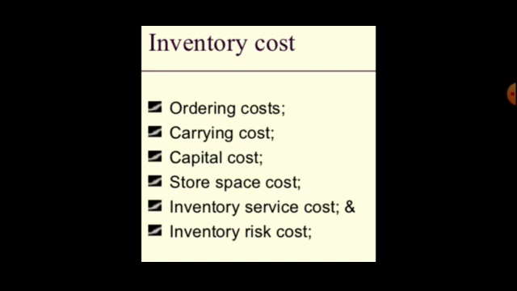Ordering cost is the cost given to the intermediary for placing an order. Carrying cost is transportation cost. Capital cost is the amount of money that is involved in the inventory. Storage space cost is the amount of space that inventory occupies. Service cost is for maintenance, and risk cost is for insurance.